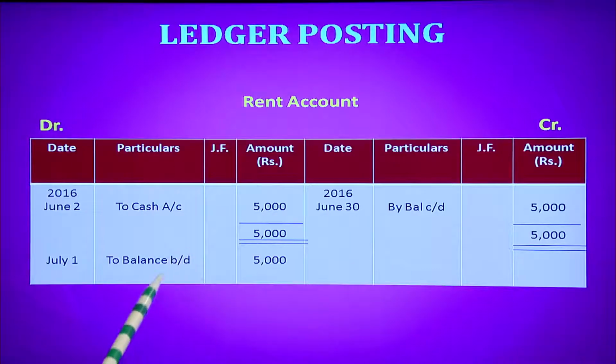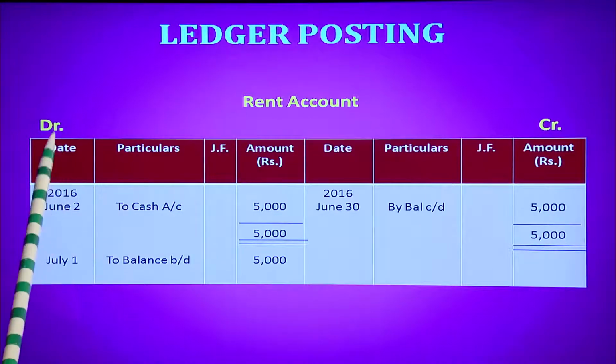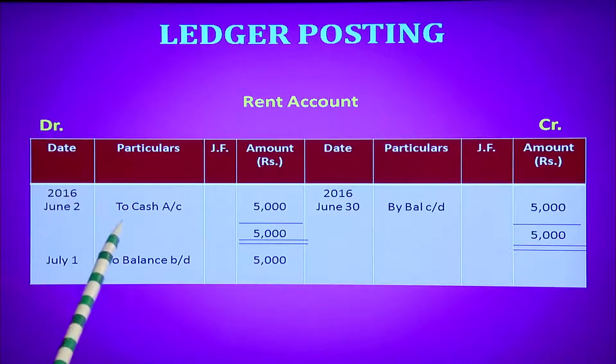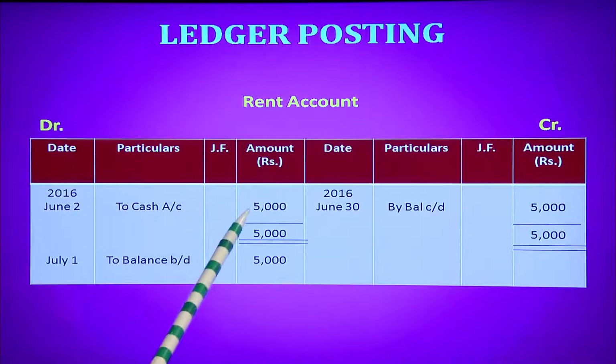So, rent account, we paid rent. So, rent account debited to cash account. So, the entry would be rent account is debited. So, we will make the rent account debit, but again the reference being made of the other account. So, to cash account, and to is mentioned whenever we make the entry in the debit column. So, to cash account for an amount of 5,000 rupees.